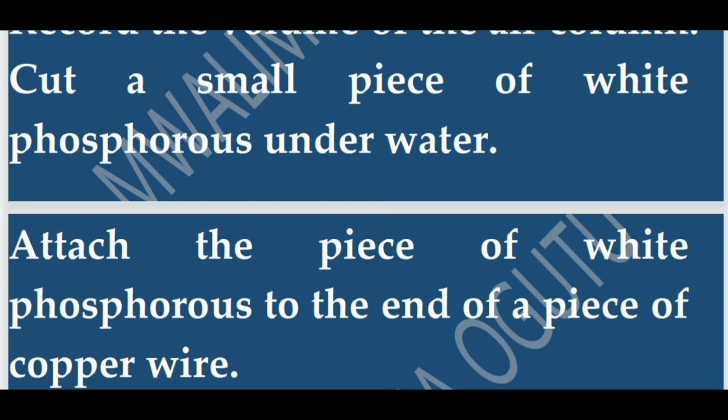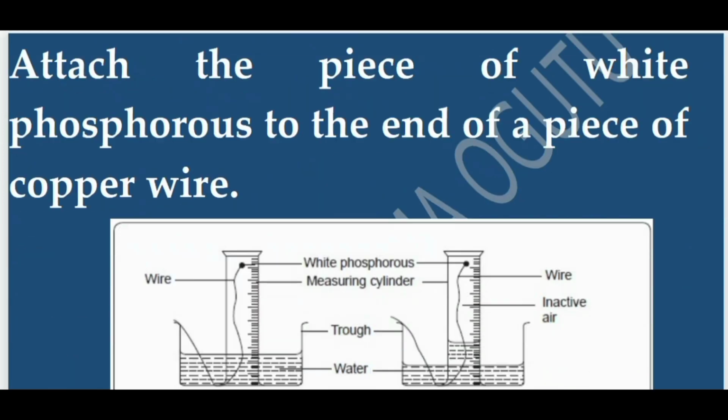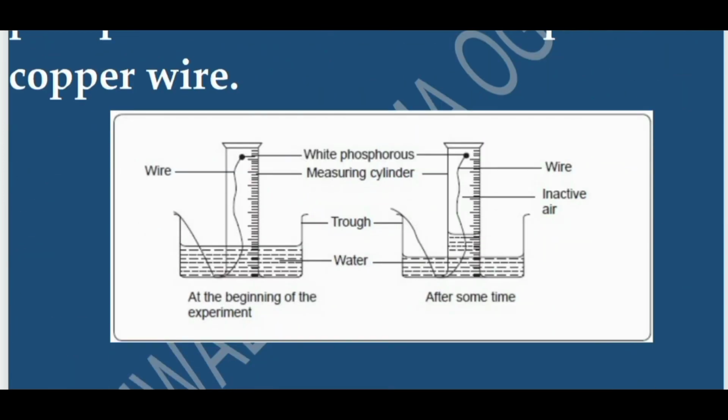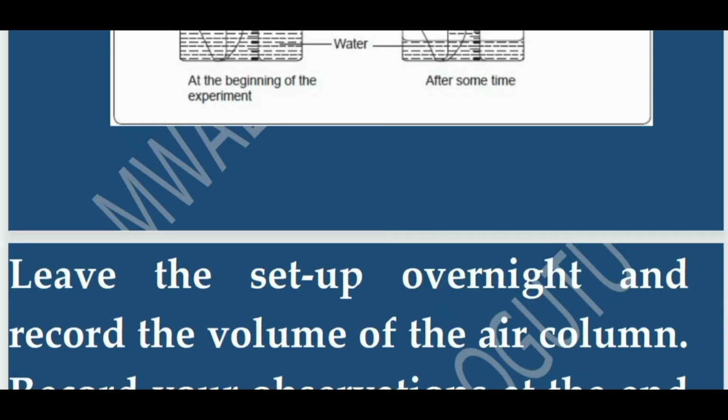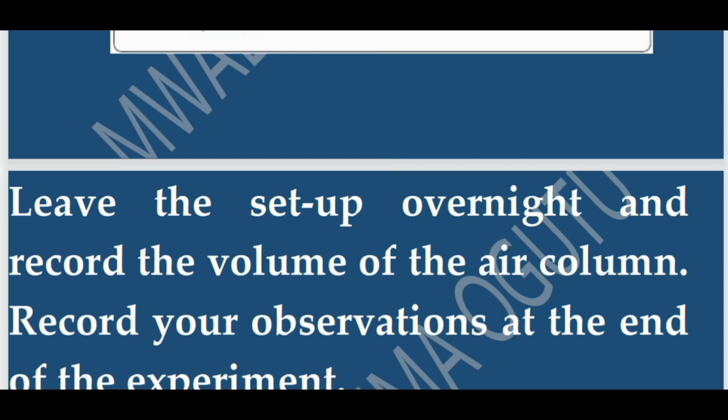We attach the piece of white phosphorus to the end of copper wire. Remember, before we begin the experiment, we inverted the measuring cylinder inside the trough so that we determine the amount of air inside the measuring cylinder. Then we cut a piece of phosphorus underwater and attach it inside the measuring cylinder using a copper wire. We leave the setup overnight and record the volume of air column.